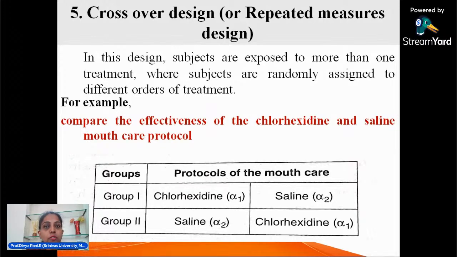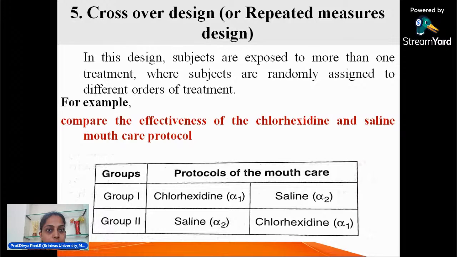So next one is crossover design. In crossover design, what happens is that each group will be exposed to both the treatments. So that is called crossover design. Now for example, you want to check the effectiveness of chlorhexidine and saline mouthwash. You can see in the box, group 1 is there, group 2 is there. Group 1 will be given care with both chlorhexidine and saline, and group 2 also will be given mouth care with the saline as well as chlorhexidine. So such a technique is called crossover design.